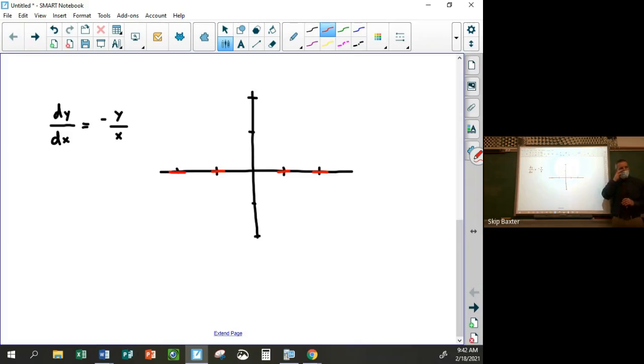The second thing I'm going to look for is when is this undefined? This is undefined whenever x is 0, right? So the way I'm going to represent that on my slope field is just a little vertical line. Now that doesn't mean that the graph necessarily is vertical, but that's the way you represent it on the slope field. It's possible there might be an asymptote at that point, or a vertical tangent, or there might be a corner or some other situation in which the derivative is undefined, right?